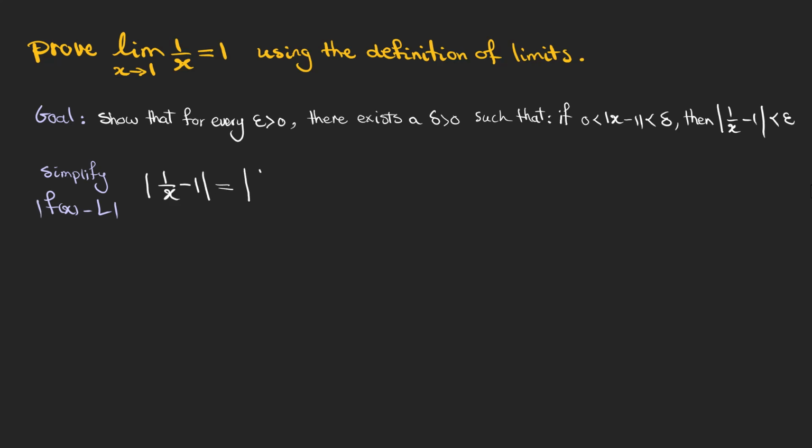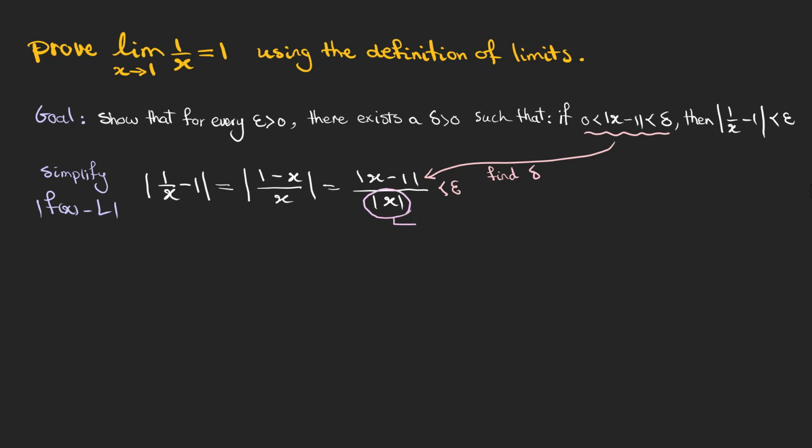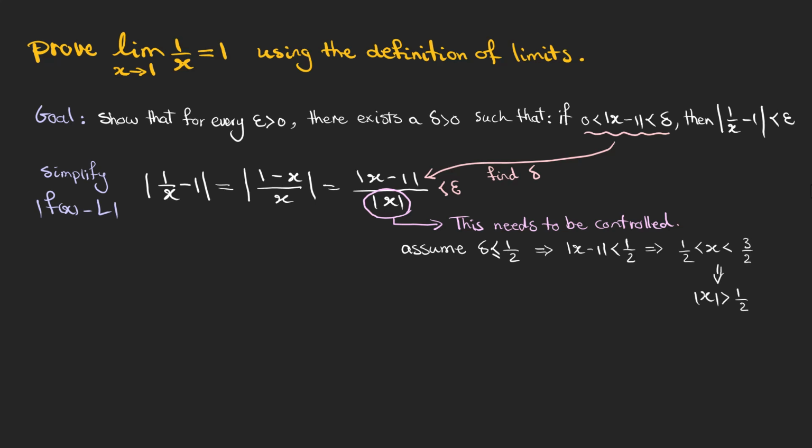So in this case, we can write it as the absolute value of x minus 1 divided by the absolute value of x. Our main goal here is to start from this expression and find a delta so that this expression becomes smaller than epsilon for any epsilon we choose. To better control this expression, we need to ensure that the absolute value of x does not get too small and out of control. Assume that delta is smaller than or equal to 1/2. So based on what you see, the absolute value of x is controlled by knowing that it is larger than 1/2, which gives this expression for the function.